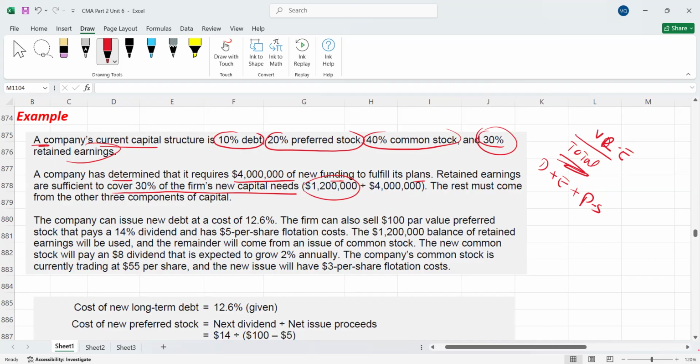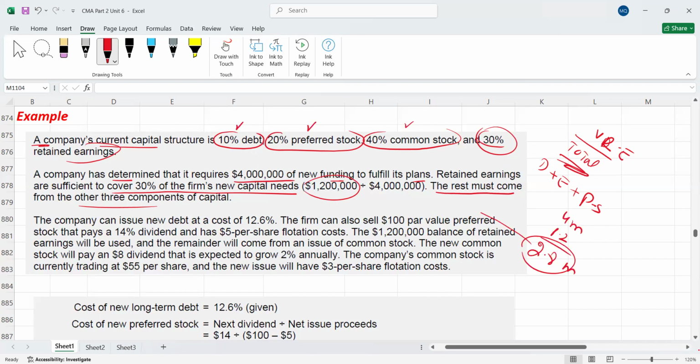So now again we need 4 million, but we have 1.2 million. So it means that the shortage is 2.8 million. And now how are we going to cover this shortage? Here we go. They're saying this shortage, which is 2.8 million, the rest must come from other three components of capital. Other components are what? Debt, preferred stock, and common stock. It means the remaining funds, this 2.8 million, we have to take from the debt, preferred stock, and common stock.